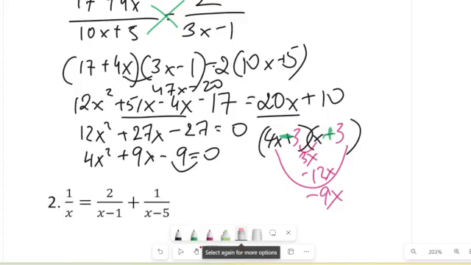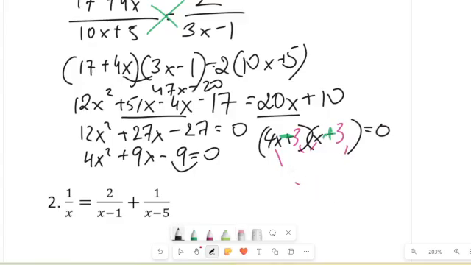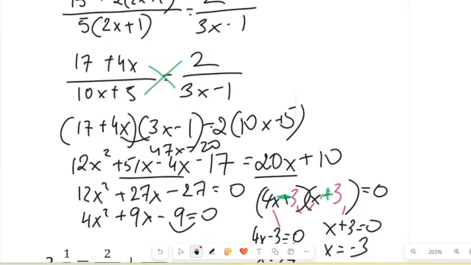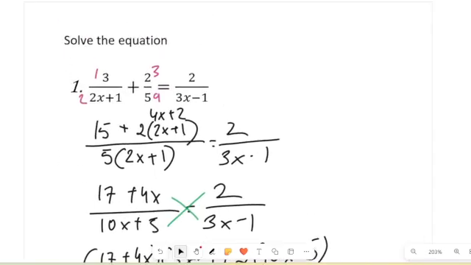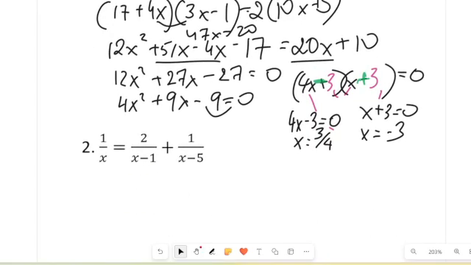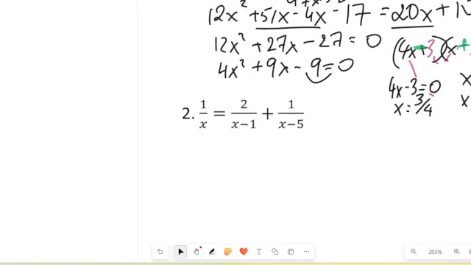When I get that, I can let each of my brackets equal to 0. So then 4x minus 3 is equal to 0, and then x plus 3 equals to 0. Two solutions are x equals minus 3 and then x equals to 3 over 4. Okay, now I just want to double check that there is no restriction. No, all good, well done. So that's two answers. And then here I'm doing the same thing.